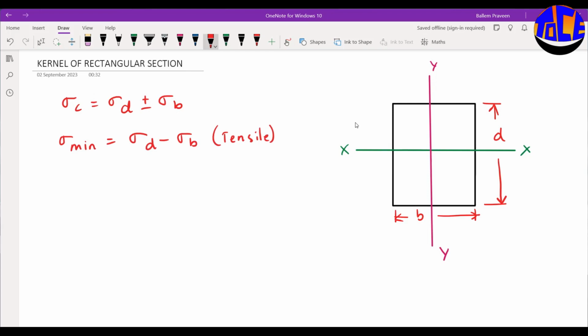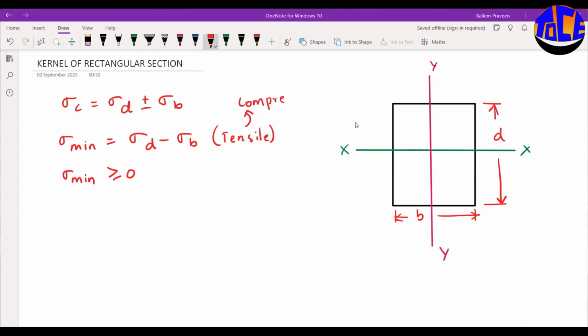So this sigma minimum should be 0 or greater than 0, so that it will become compressive. We say it is tensile when the stress is less than 0. That means when sigma minimum is greater than or equal to 0, it will be compressive. If it is less than 0, it will be tensile. So we should make the sigma minimum either equal to 0 or greater than 0, so that there will be no tensile stress in the section.